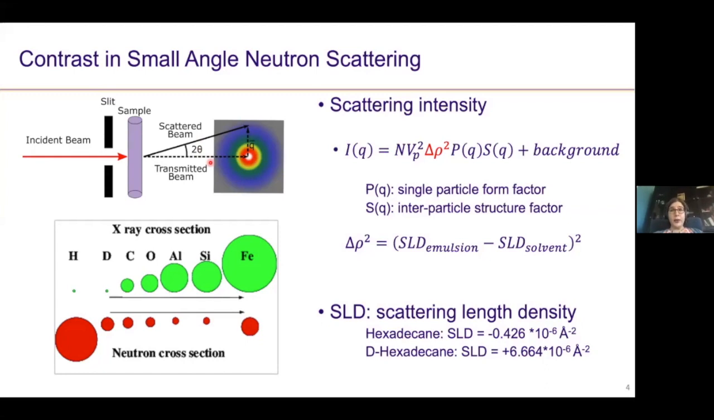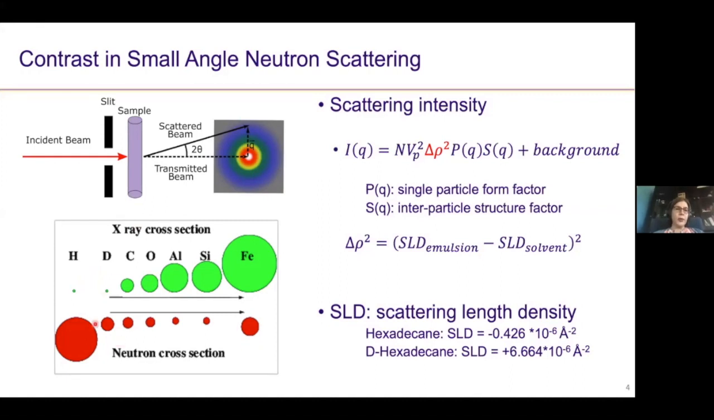Now, why do we want to use neutrons in this particular case instead of X-rays? Well, the reason is because neutrons have a very unique dependence in terms of scattering power. If we look at the scattering cross-section of X-rays and compare that to neutrons, for the atoms, you can look at this schematic, and you'll see that for X-rays, the scattering cross-section increases with the number of electrons that are actually present in each particular atom. With neutrons, that interaction is a little bit more complex because it's a nuclear interaction. The neutron is actually interacting with the nucleus of the atoms.